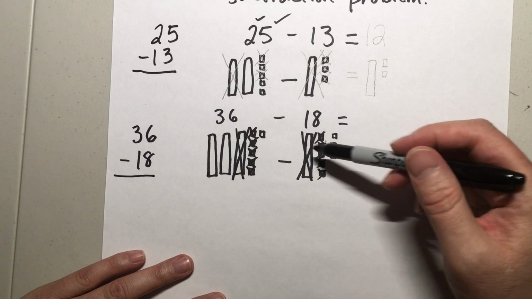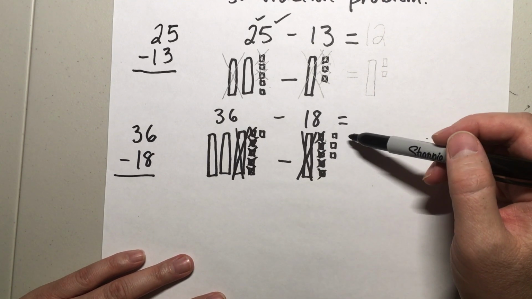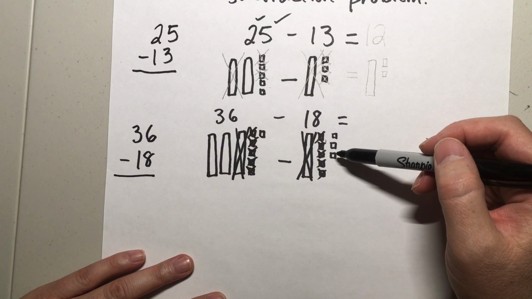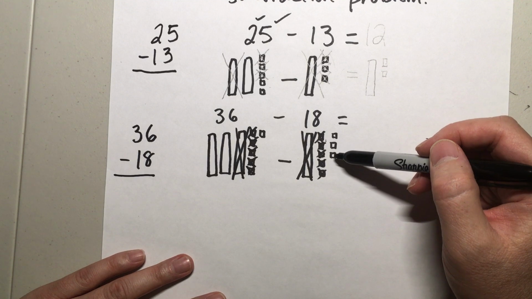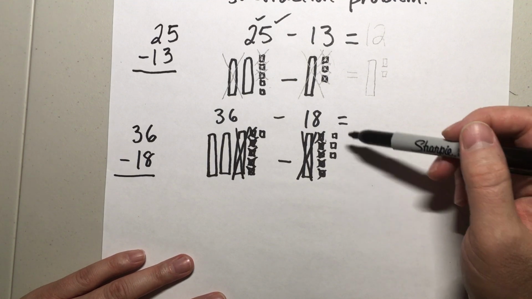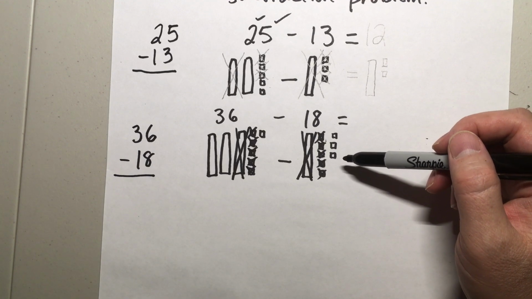Okay, now I'm running into a little bit of trouble, right? Because I have 1 one here, and I have 3 ones here. Some kids don't know what to do in this case. Ask your kid if they know what to do in this case. I guarantee they're probably going to be able to tell you.